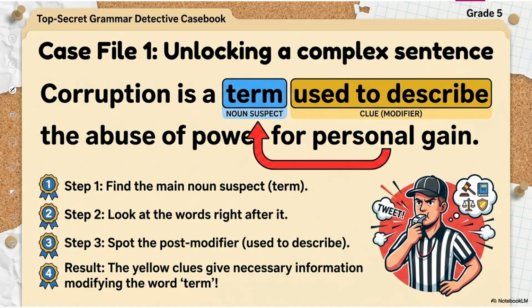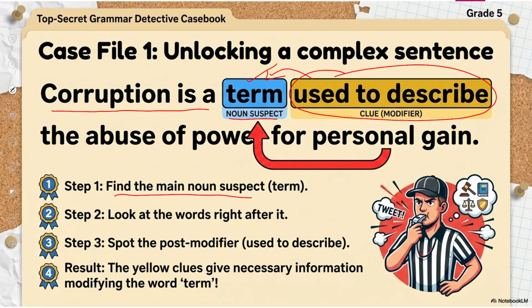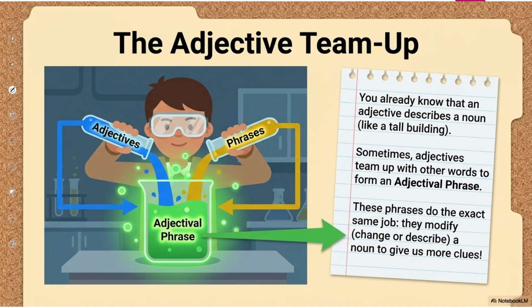For example, "used to describe corruption" is a post modifier because it modifies the noun term. Find the main noun suspect, like here we have term. Look at the words right after it. Here are the words right after that noun. Step 3, spot the post modifier: used to describe. It is a post modifier because it adds to the meaning of a noun. The yellow clue gives necessary information, modifying the word term.